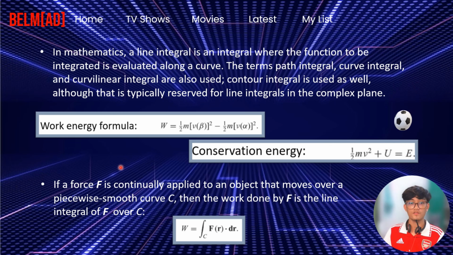So the next one: if a force F is continually applied to an object that moves over a piecewise smooth curve, then the work done by F is the line integral of F over C. So we have work and formula, then we have the integral for the curve, and then the force.